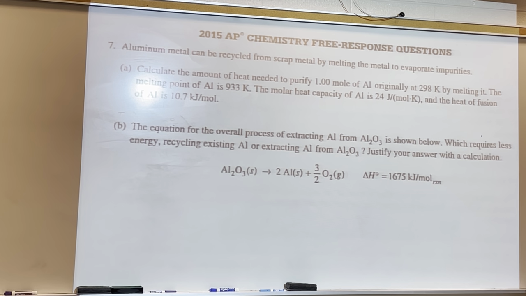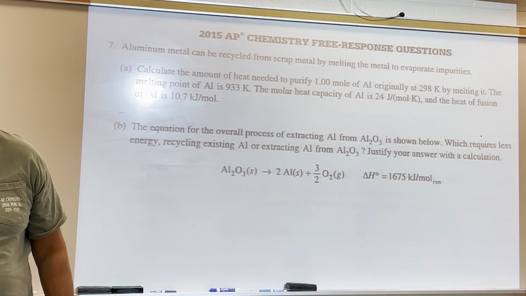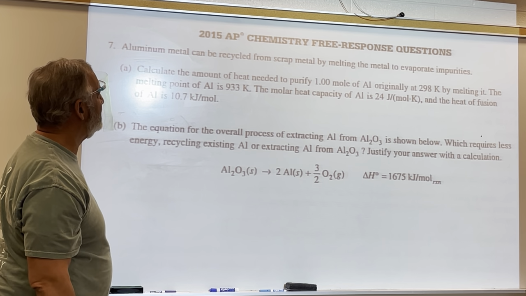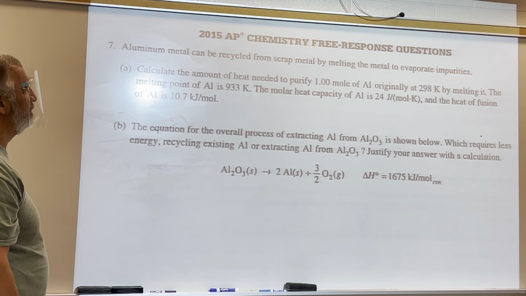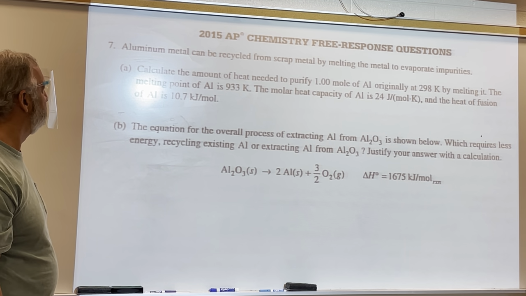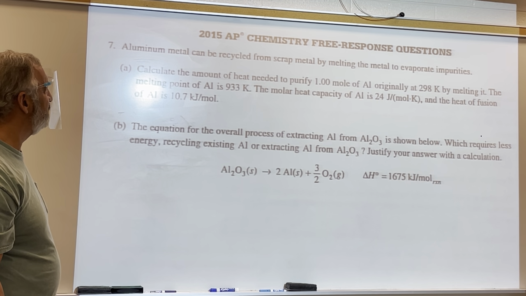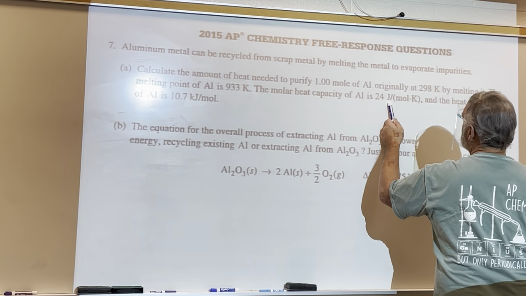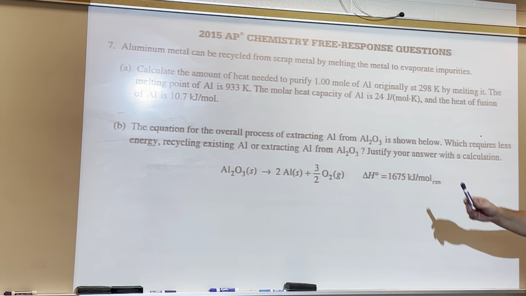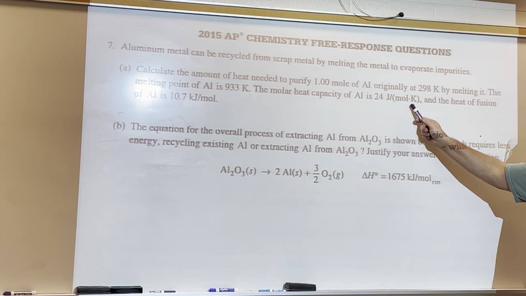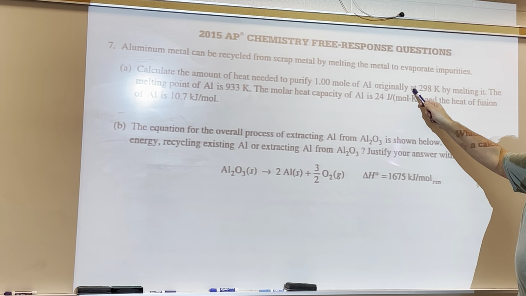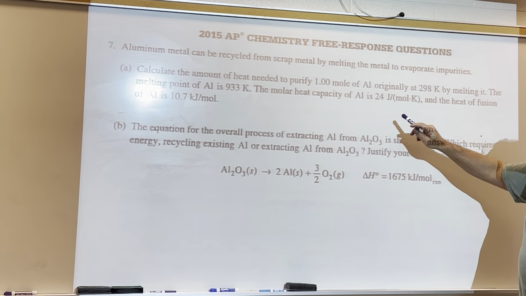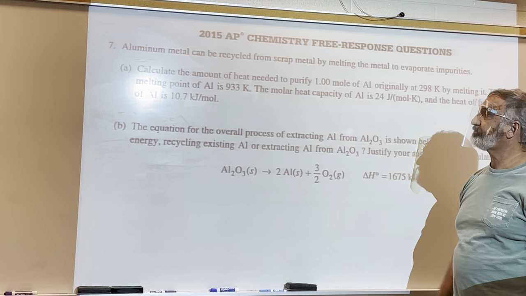This problem is going to demonstrate how much energy we save by recycling the aluminum rather than having to purify it directly from the ground. So it says, calculate the amount of heat needed to purify 1 mole of aluminum, originally at 298 K, by melting it. The melting point of aluminum is 933 K. The molar heat capacity, notice again, is 24 joules per mole K. So that means we're going to use this, but it's per mole, rather than joules per gram, which is what it normally is. This is the molar versus the specific heat capacity.